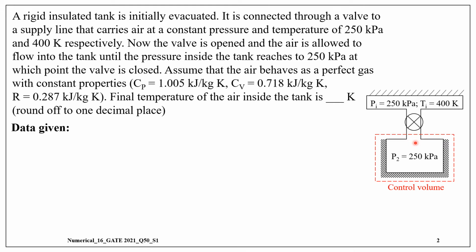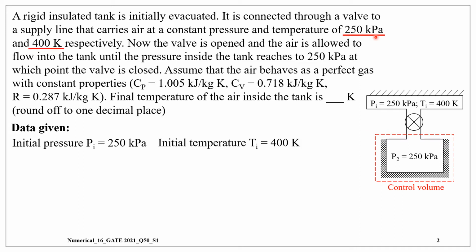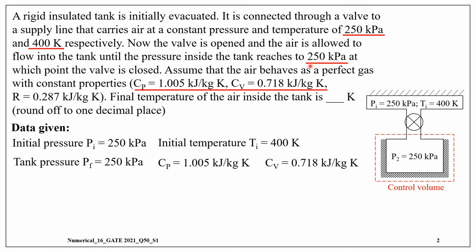Data given are initial pressure Pi is 250 kPa, initial temperature Ti is 400 Kelvin, tank final pressure P suffix F is 250 kPa, Cp and Cv values are given, gas constant value is given.